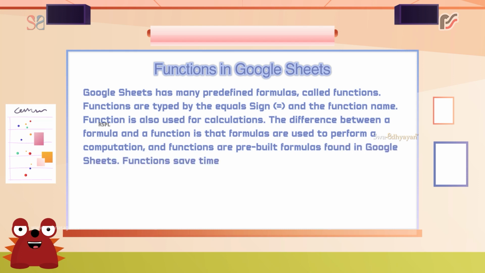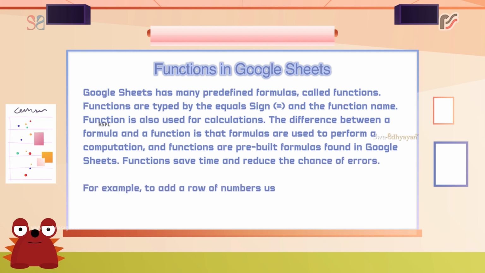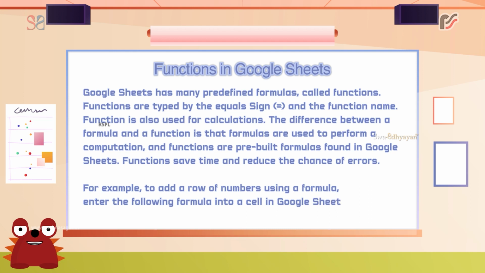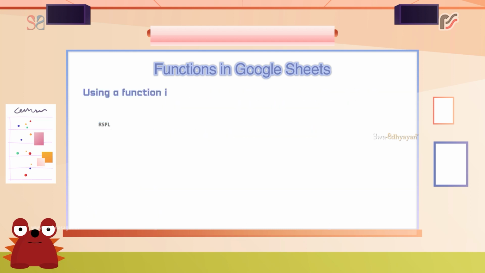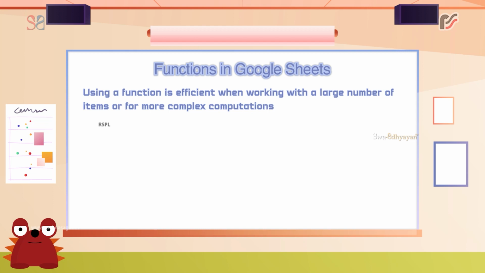For example, to add a row of numbers using a formula, enter the following formula into a cell in Google Sheets. Or enter the following formula to add the same row of numbers using a function. Using a function is efficient when working with a large number of items or for more complex computations.